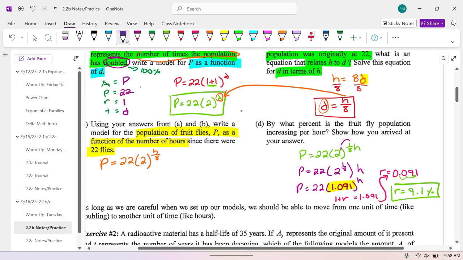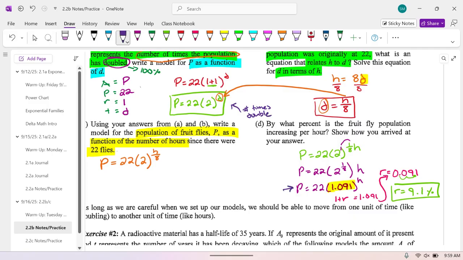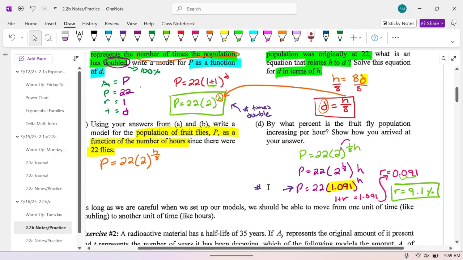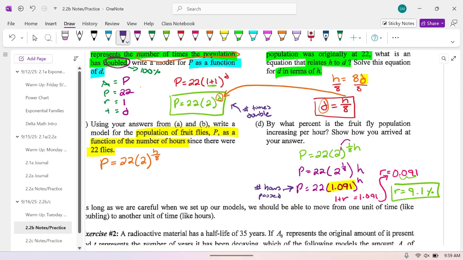So, guys, just to reiterate, this is in terms of the number of times they double. This is in terms of the number of hours that have passed. So in other words, I can pick any number of hours for that second equation and plug it in and still get a nice function. Whereas for the first one, let's say I had 9 hours. Well, how do I know how many times it doubled? You would end up having to do 9 divided by 8 to figure out how many times it doubled.